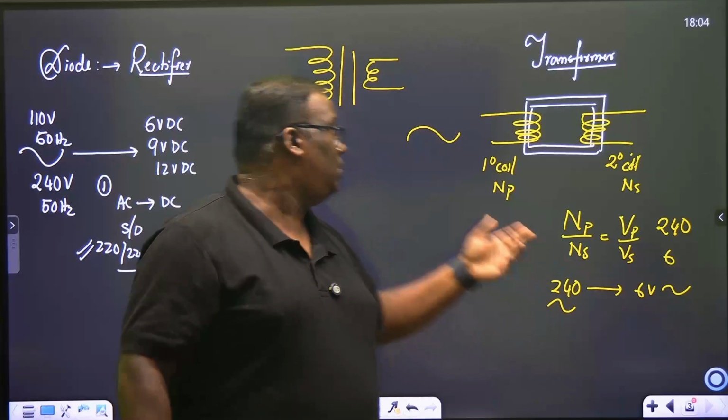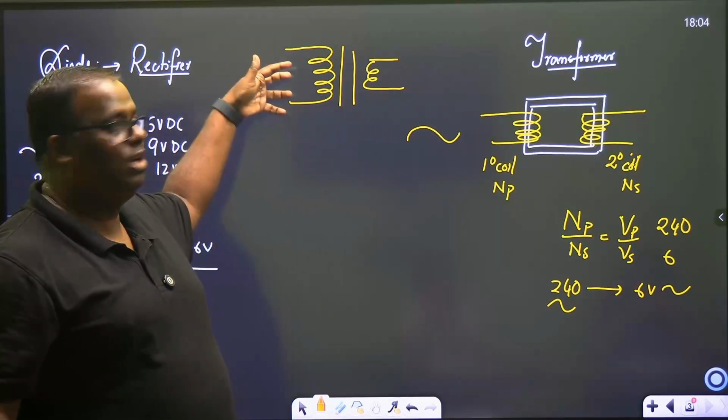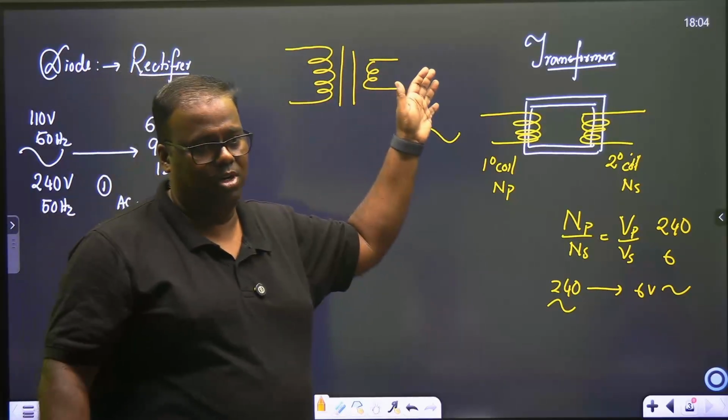Transformers will have a primary side and a secondary side. You give high voltage, you get less voltage. This is called a step down transformer.